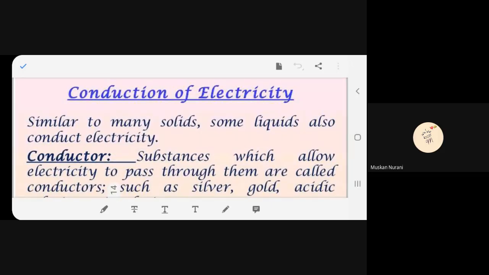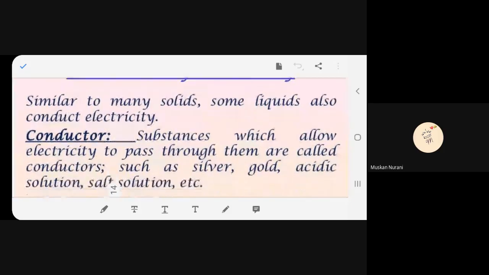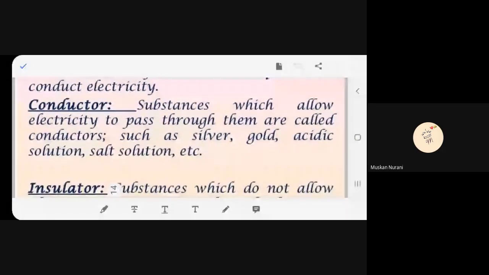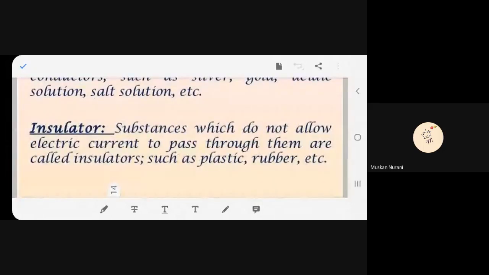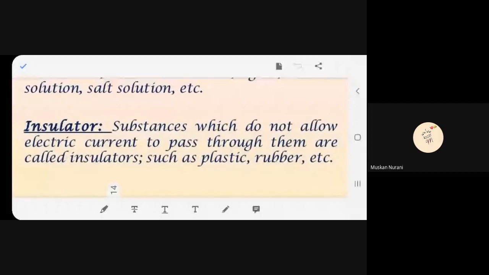Conduction of electricity. Similar to many solids, some liquids also conduct electricity. Conductors: substances which allow electricity to pass through them are called conductors, such as silver, gold, acidic solution, salt solution, etc. Insulators: substances which do not allow electric current to pass through them are called insulators, such as plastic, rubber, etc.